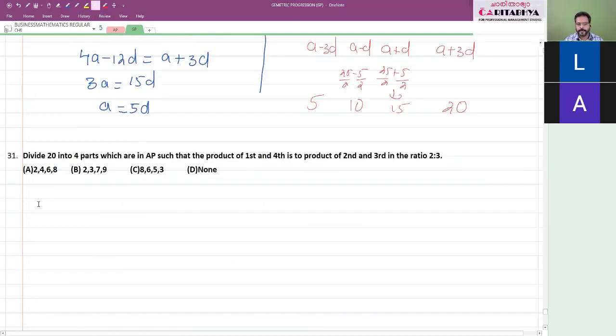Next one. Divide 20 into 4 parts which are in AP such that the product of the first and the fourth to the product of the second and the third are in the ratio 2:3.